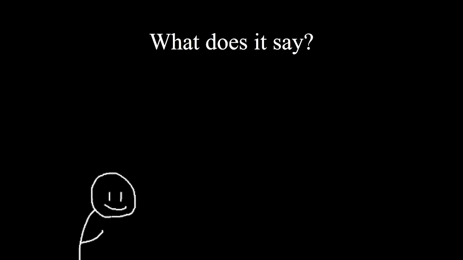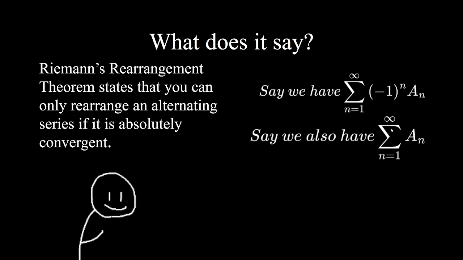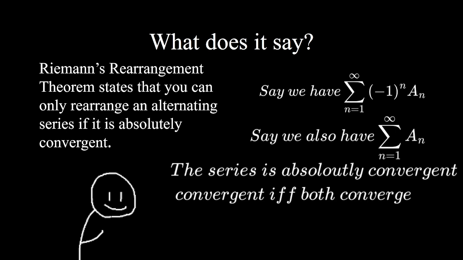Riemann's rearrangement theorem states that you can only rearrange an alternating series if and only if it is absolutely convergent. So you might be wondering what absolutely convergent means? Well, say we have an alternating series and its non-alternating counterpart, then the alternating series is absolutely convergent if and only if both of these series converge.